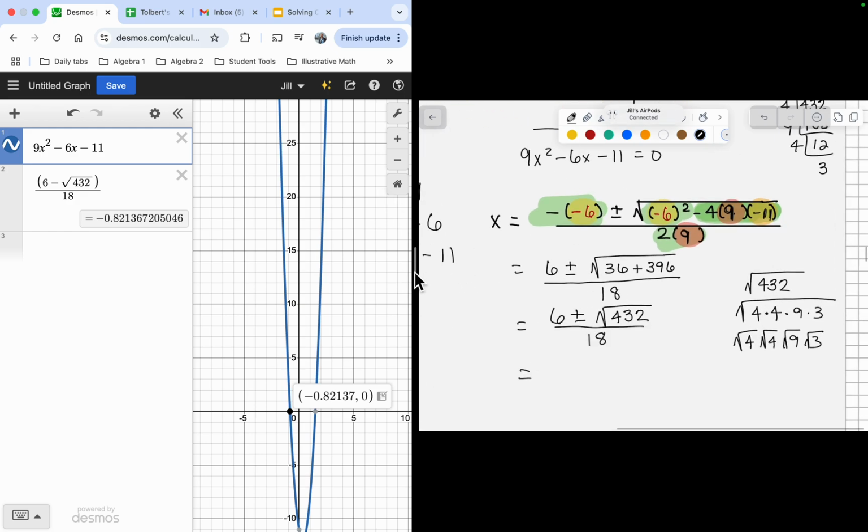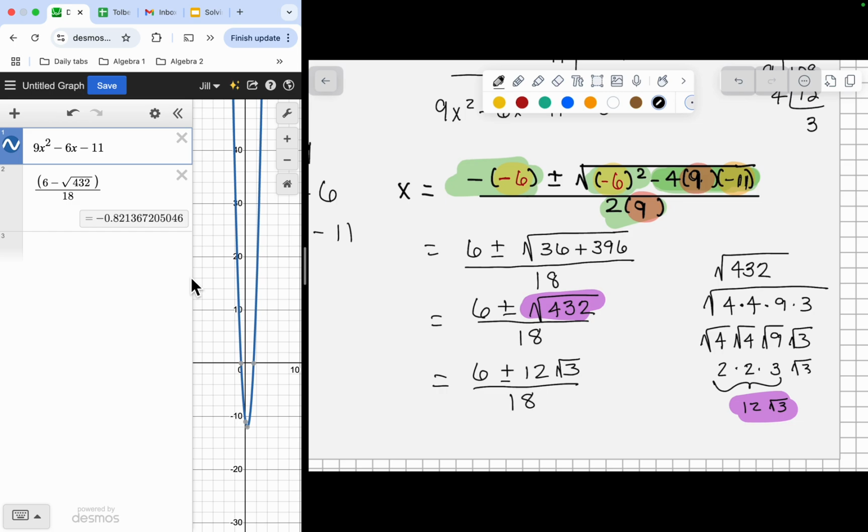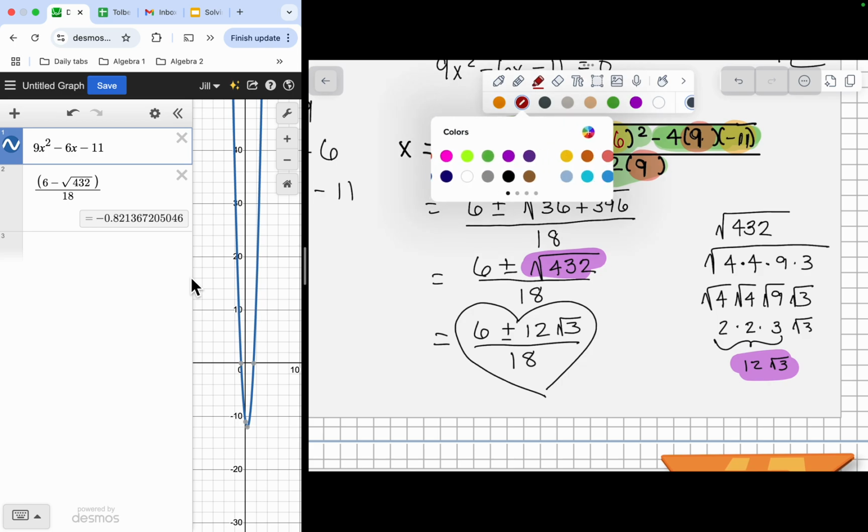And then the square root of 4 is 2, square root of 4 is 2, square root of 9 is 3, and then the square root of 3 does not simplify anymore. So then this ends up being 4 times 3, which is 12, times the square root of 3. So all of this I can rewrite as 12 times the square root of 3. So I get 6 plus or minus 12 times the square root of 3, over 18. Then I can look at these three terms, and they're all divisible by 3.